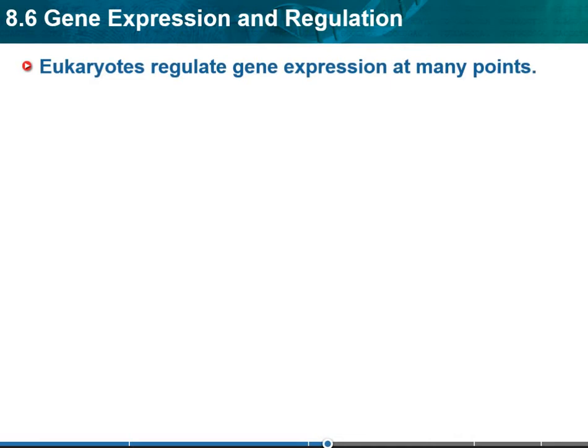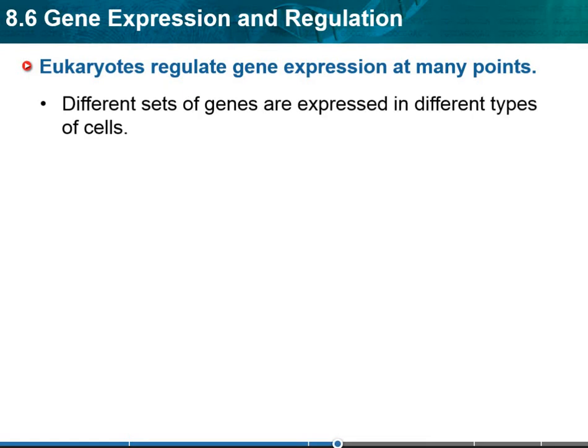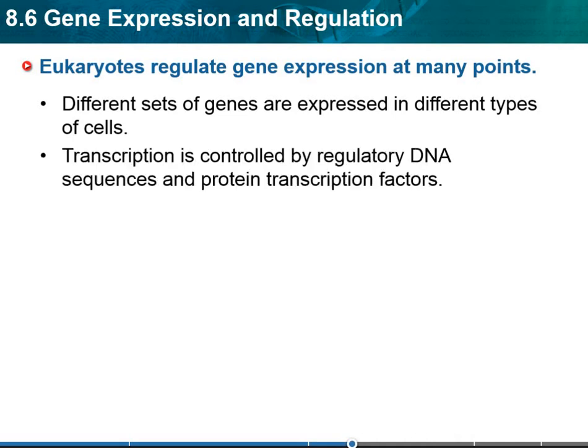In eukaryotes, gene expression is controlled at many different points. Different sets of genes are expressed in different types of cells. Transcription is controlled by regulatory DNA sequences and protein transcription factors. So you have this area right here, which is your promoter, again, where your RNA polymerase is going to attach.